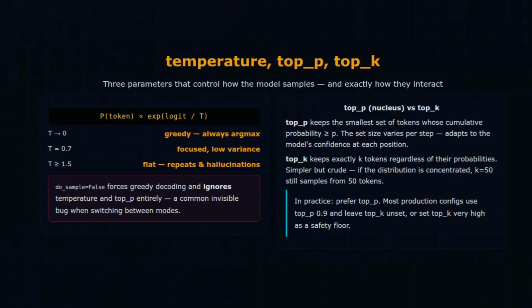Top P, or nucleus sampling, keeps the smallest set of tokens whose cumulative probability reaches the threshold P. At 0.9, you're keeping the most likely tokens that together cover 90% of the probability mass, and that set size adapts automatically at every step, based on how concentrated the model's distribution is. Top K keeps a fixed number of candidates, regardless, which is cruder. Prefer top P in production. Most configs use 0.9 and leave top K unset.